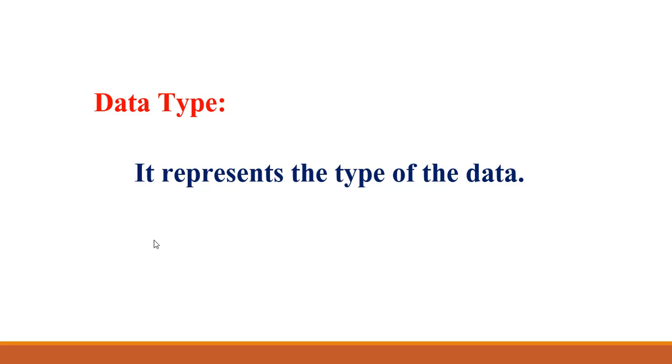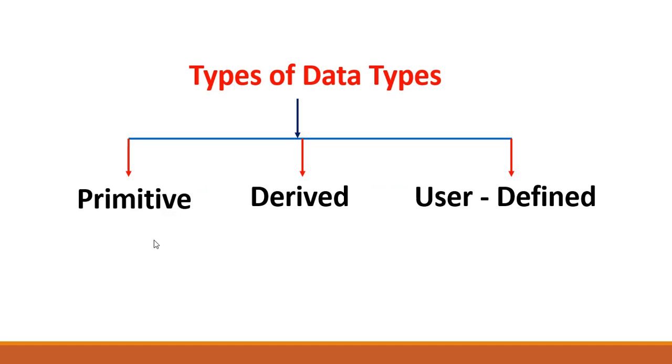Without a data type, the program cannot understand, and the compiler will not execute. So in the starting itself, we declare which type the variable is, and that is called data type. In the C language, in total we have 3 different data types: primitive data type, derived data type, and user-defined data type.